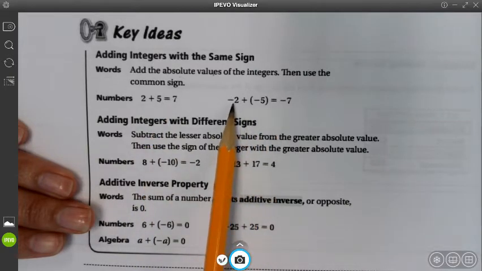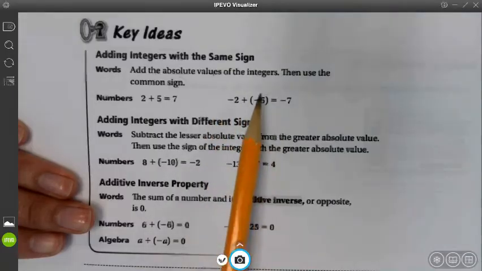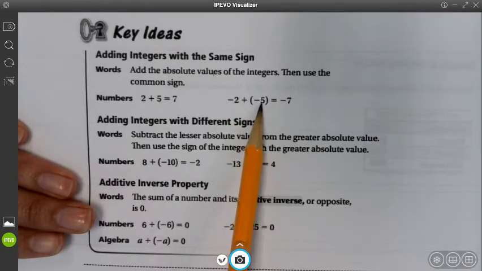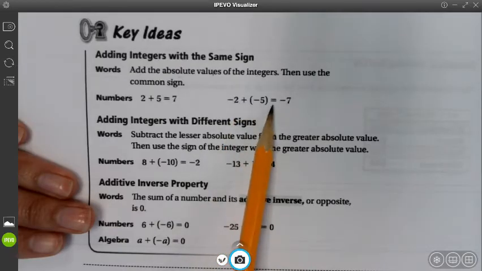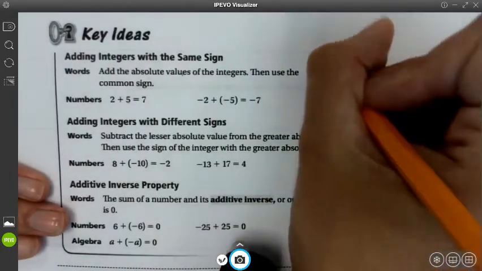If we have two negative numbers, like negative 2 plus negative 5, these have the same sign. So we're going to take the absolute value of the two numbers, which is 2 and 5, and add them together to get our digit. And we're going to keep our answer negative. We keep the sign. So over here, I'd like you to write a little note for yourself.